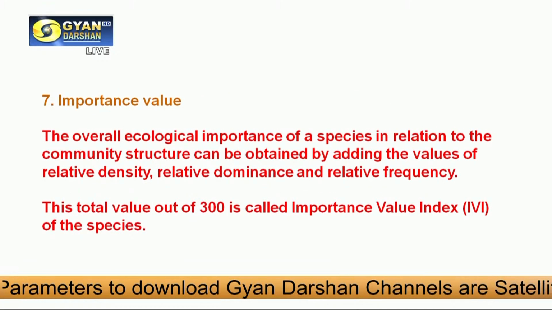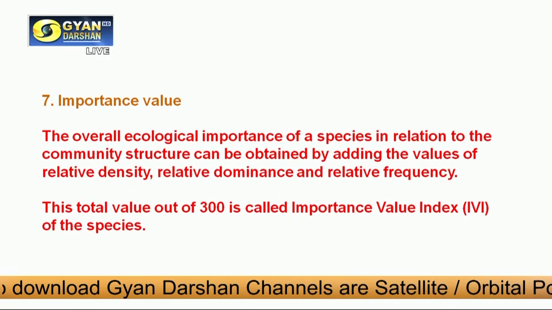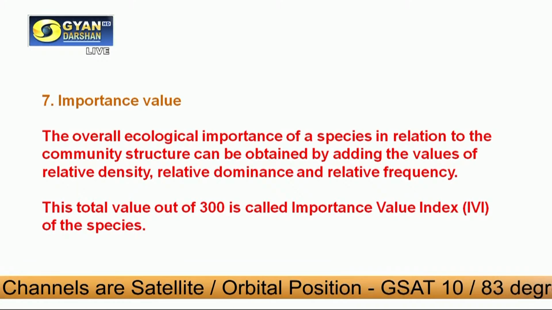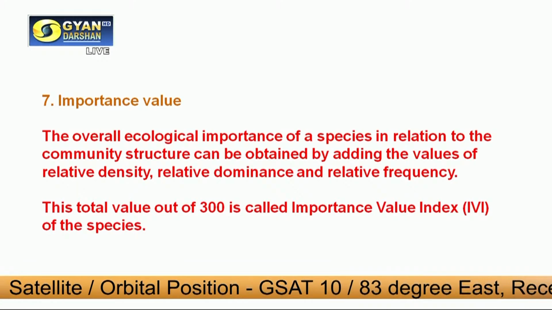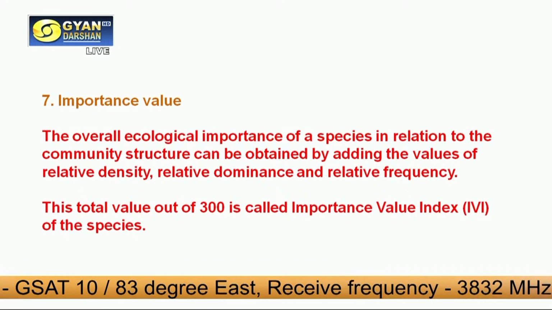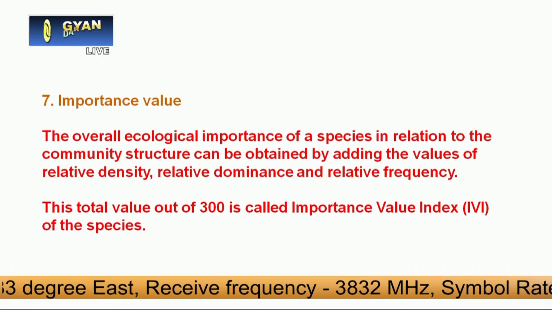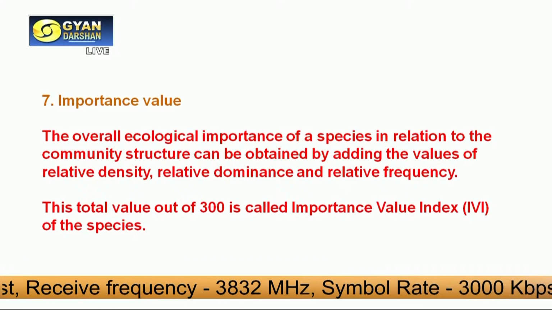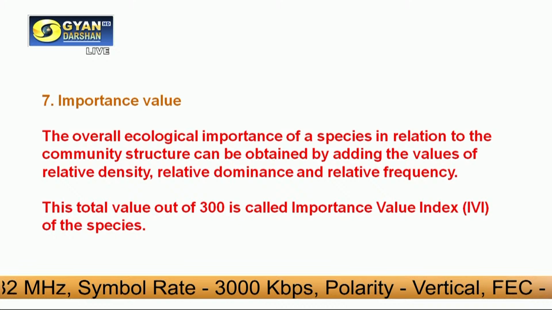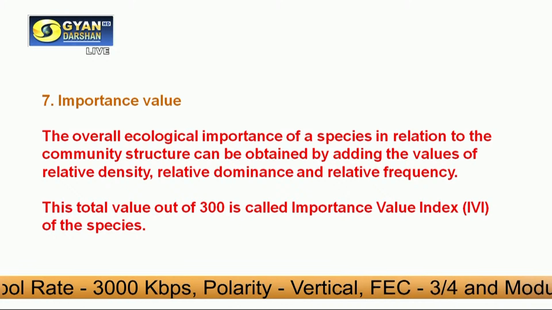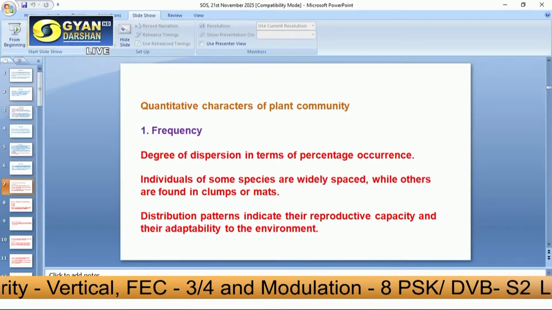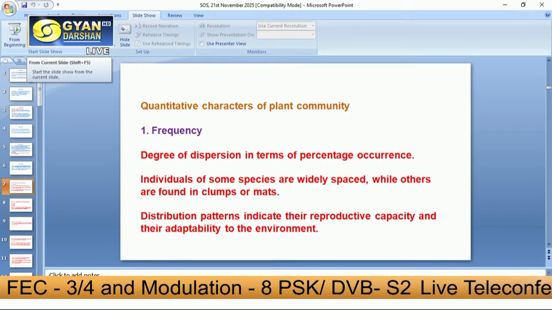Next comes importance value. The overall ecological importance of a species in relation to the community structure can be obtained by adding the values of relative density, relative dominance, and relative frequency. So, density, dominance, frequency, all these terms have already been introduced to you now. And now, if you add these values, then what you get is the importance value.